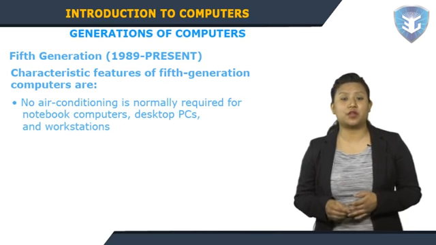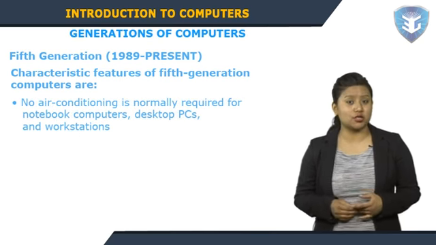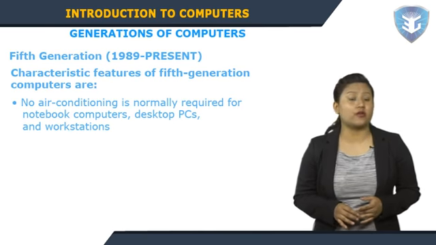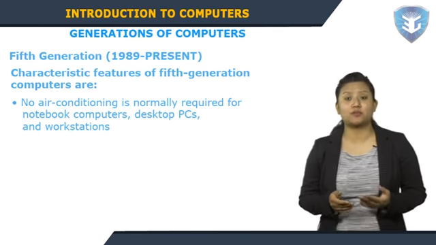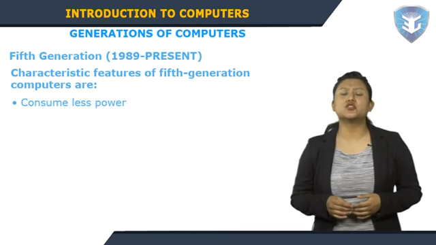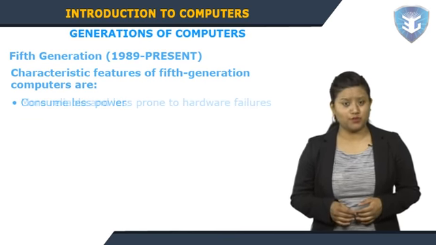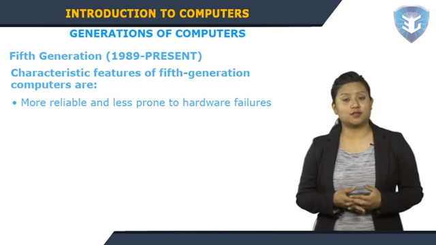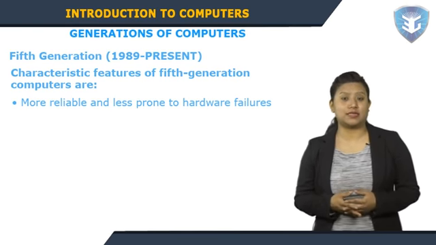Although fifth generation mainframes require proper air conditioning of the rooms or the areas in which they are located, no air conditioning is normally required for notebook computers, desktop PCs and workstations. They consume less power than their predecessors did, and they are more reliable and less prone to hardware failures than their predecessors were, requiring negligible maintenance cost.